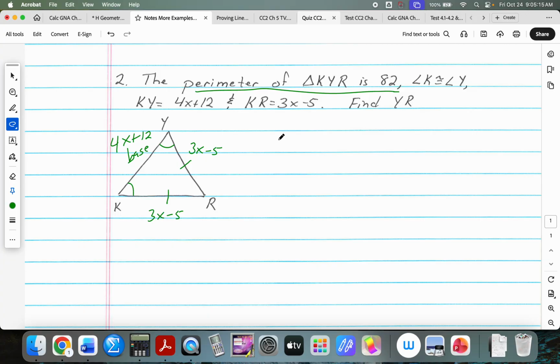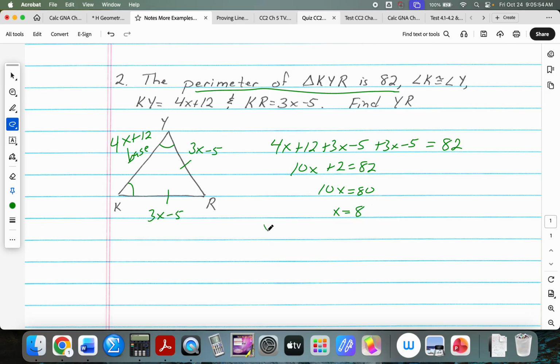And then the perimeter is the sum of all the sides. So 4x plus 12 plus 3x minus 5 plus 3x minus 5 is equal to 82. Remember that the sides of a triangle don't add up to anything particular. Every triangle is different. So let's see, that's going to be 10x plus 2 is 82. So 10x is 80, making x equal to 8.